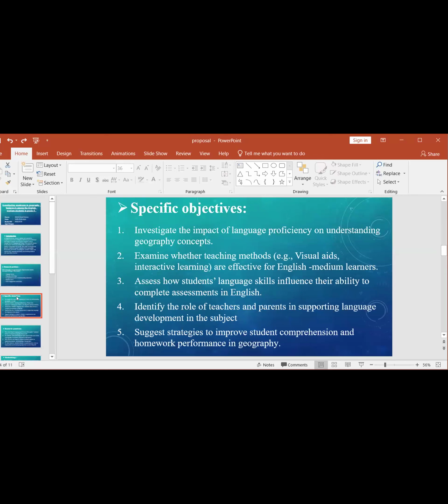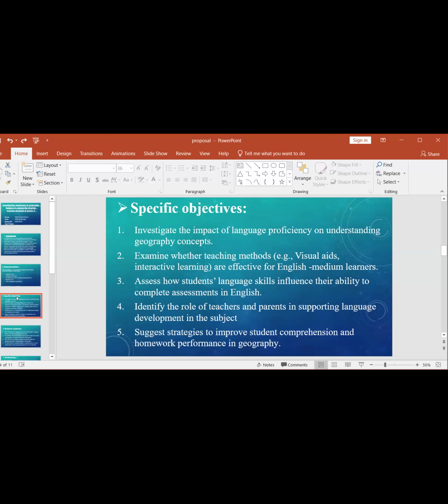So write down these things. To identify the reasons for their lack of interest in completing homework. Then that's one. Second one.